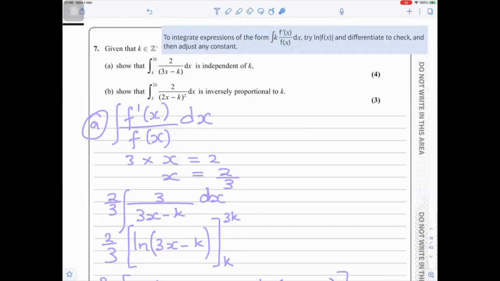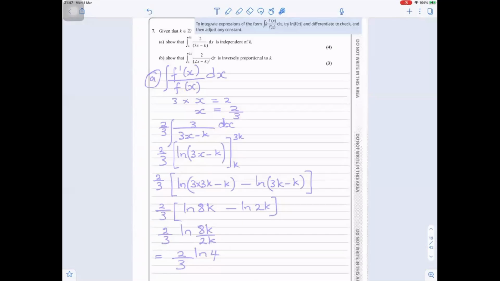Question number 7. Given that k is an element of the positive integers, show that the integral of that is independent of k, and part B is also to show. So what we want to do is use this formula I've put at the top there: the integral of k f dash of x over f of x dx is k ln f of x. So using that formula, we adjust the integral to look like that formula. I'll show you how we do that.